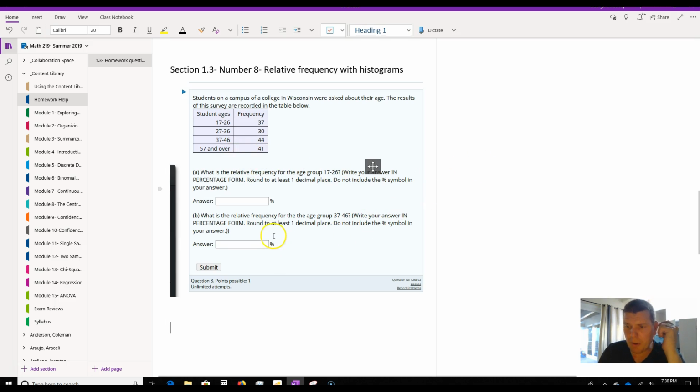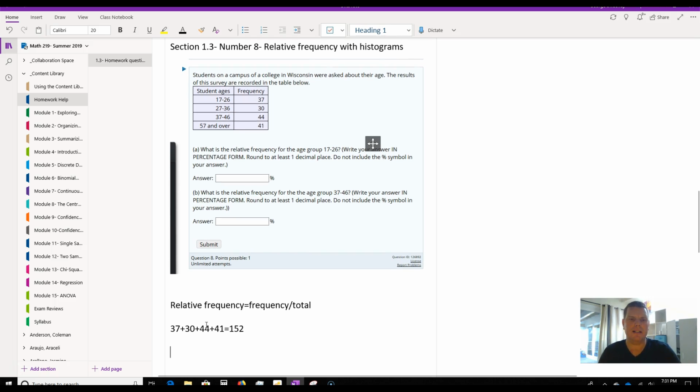Okay? So my question asks, what is the relative frequency for the age group 17 to 26? Just like any other frequency table, I'm going to look at 17 to 26, and if you remember, relative frequency equals the frequency divided by the total. So in this case, we're going to need to find the total. The total is 37 plus 30 plus 44 plus 41, and that's going to equal 152. So anything that I'm looking for out of this data set is now going to be out of 152.